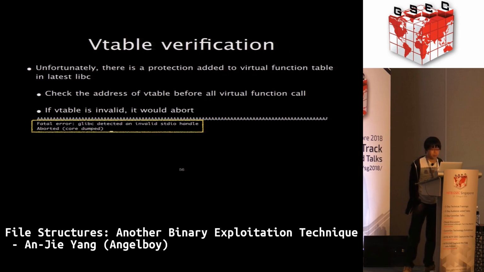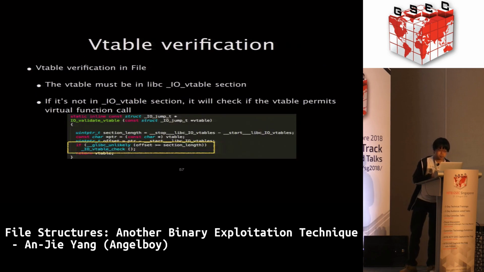Unfortunately, because more and more attacks use the virtual function table to do control flow hijacking, there is a protection added to the virtual function table in the latest Glibc since last year. It will check the address of the vtable before all virtual function calls. If the vtable is invalid, it will abort, just like the screenshot. Okay, let's see the verification with source code.